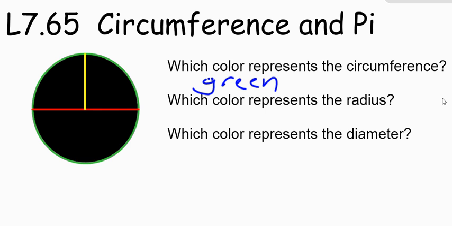Good. What color represents the radius? The radius, of course, is the distance from the edge of the circle to the midpoint of the circle. And so you're screaming, yellow. Maybe not out loud, but in your head. And which color represents the diameter then? So the distance across the circle through the midpoint. And, well, there's only one color left, so of course you're saying red by this time.